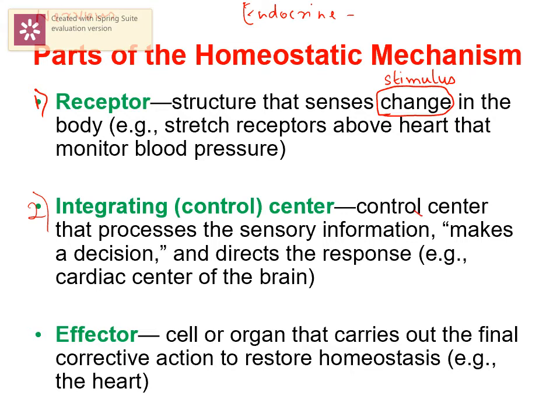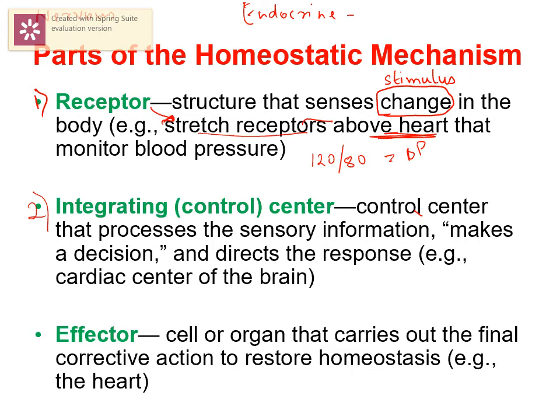Okay, let's take an example. The normal blood pressure of the body is 120/80, and the receptors for blood pressure are present above the heart. So these are stretch receptors that monitor the blood pressure. So the stretch receptors are the receptors for blood pressure. From the stretch receptors, nerves carry the information to the control center, that is the brain in this case.